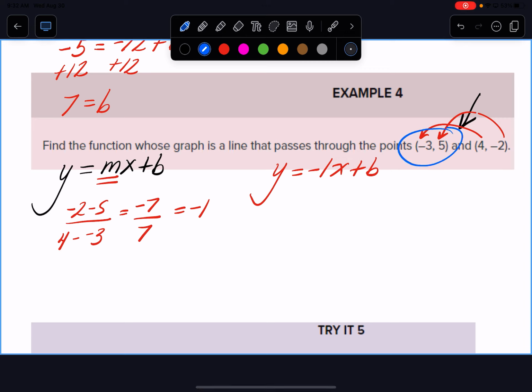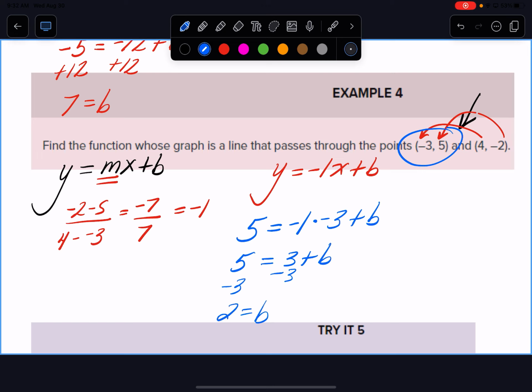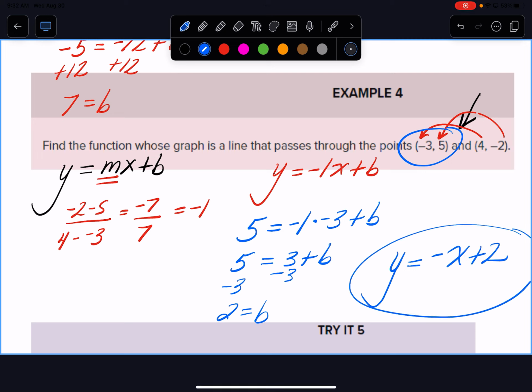I'm randomly picking this point. So I would say 5 equals -1 times -3 plus b. So I have 5 equals 3 plus b, subtract 3. 2 equals b, so the final answer is y equals -1x. I'm just going to write -x and then plus 2. Whoop, there it is. So it's the exact same problem we just did, right? We just had to find slope.